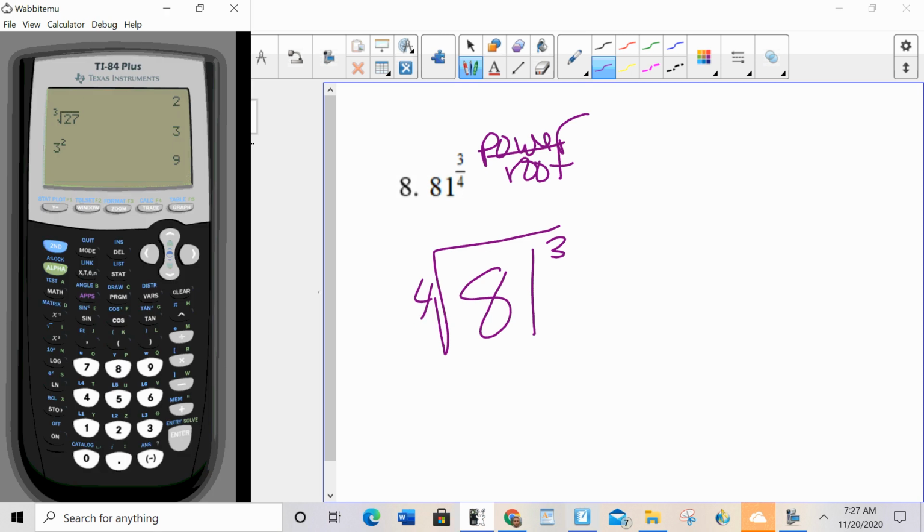However, this one's a little bit more challenging. So, how do I type in the 4th root of 81? To type in a root other than a square root and a cubed root. So for square root, I just hit second radical. For cubed root, we said we hit math option 4.